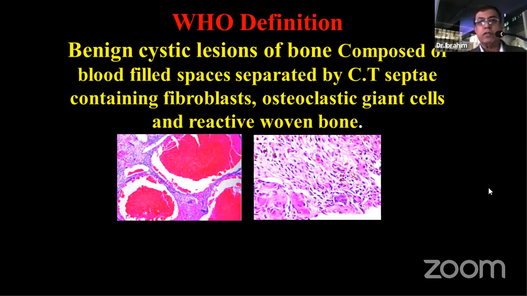According to the WHO definition, it's a benign cystic tumor of bone composed of blood-filled spaces separated by septae containing fibroblasts, osteoclasts, giant cells, and reactive woven bone. So we're talking about neoplasm and not a cyst.